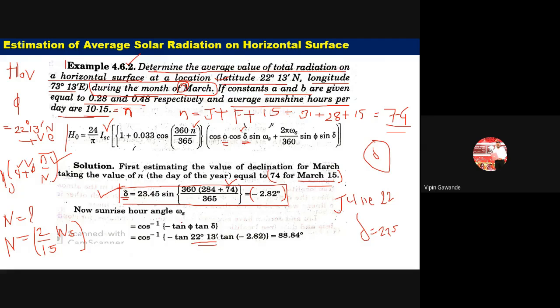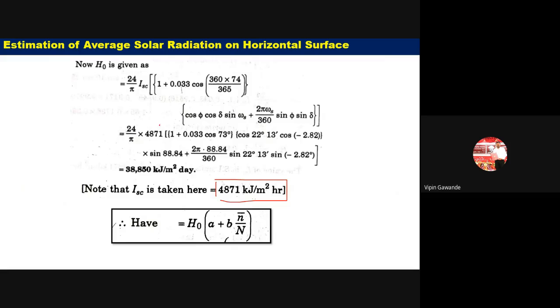Now first of all, we have to calculate the value of ωs, that is cos inverse of minus tan phi tan delta. Phi is the latitude, 22 degrees 13 minutes. Delta we have calculated as minus 2.82. So we will get the value, this is the ωs value. Now put everything in the formula.